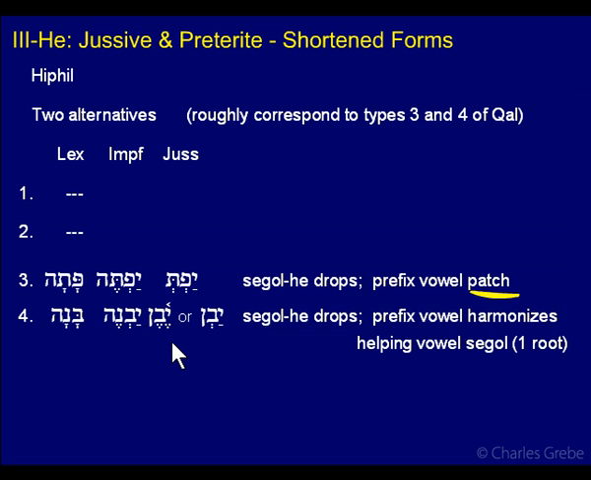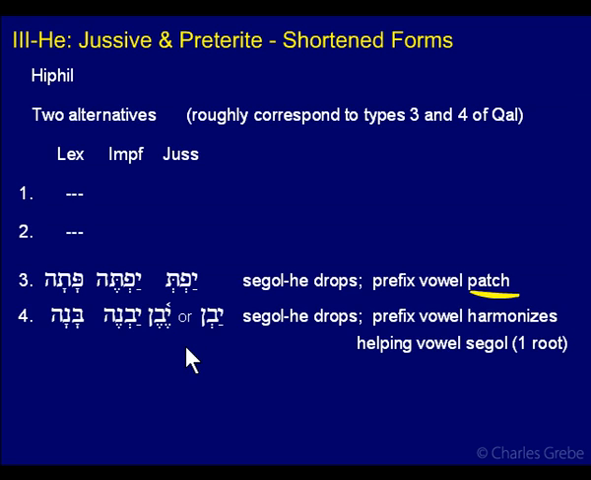The segol hay is dropped, and you have yeven. So here you have the helping vowel, and the prefix vowel has harmonized with the helping vowel. So our patach has changed to a segol, okay? Or you can just have it drop and still stay with your patach with no helping vowel. So this is really of this type. But if you have the helping vowel, then the prefix vowel can become like it.